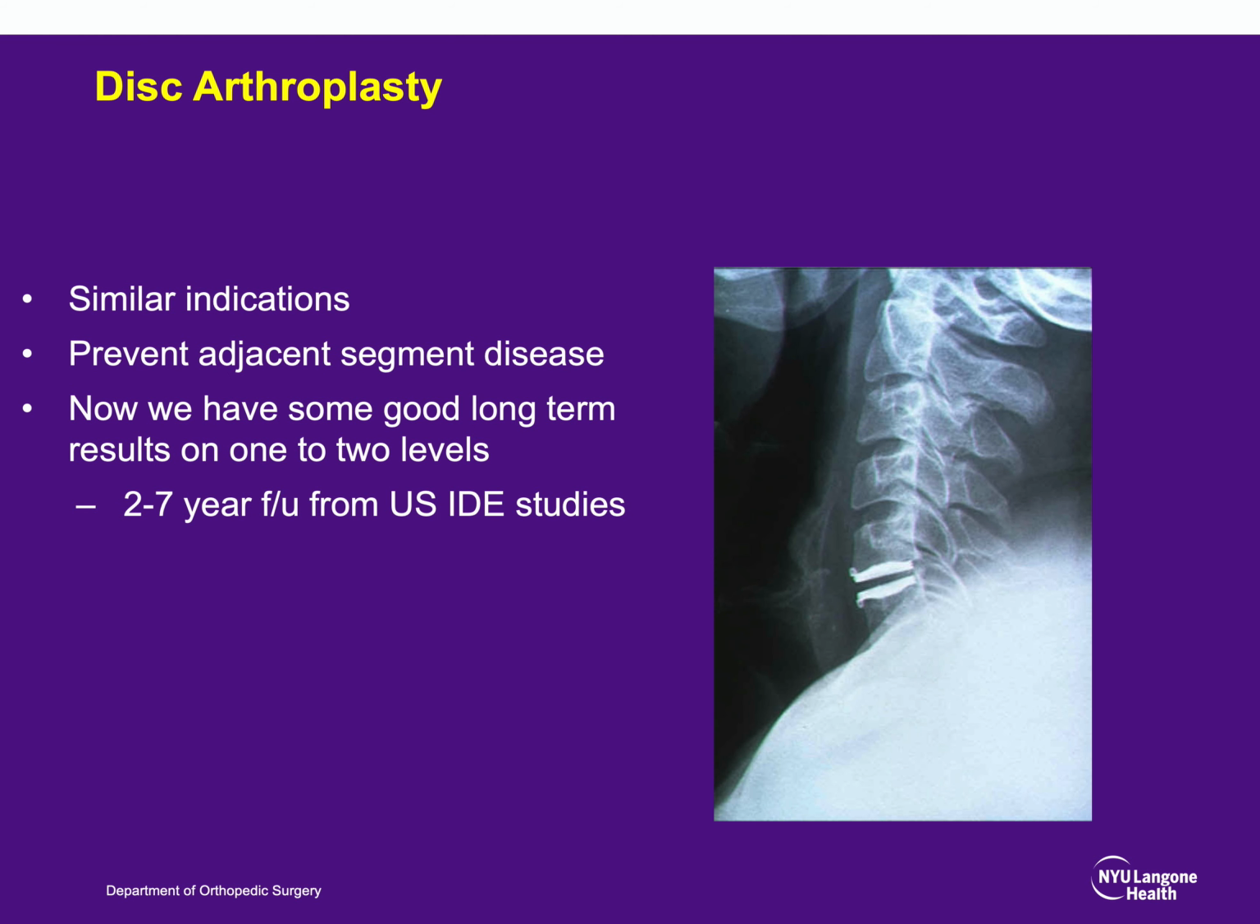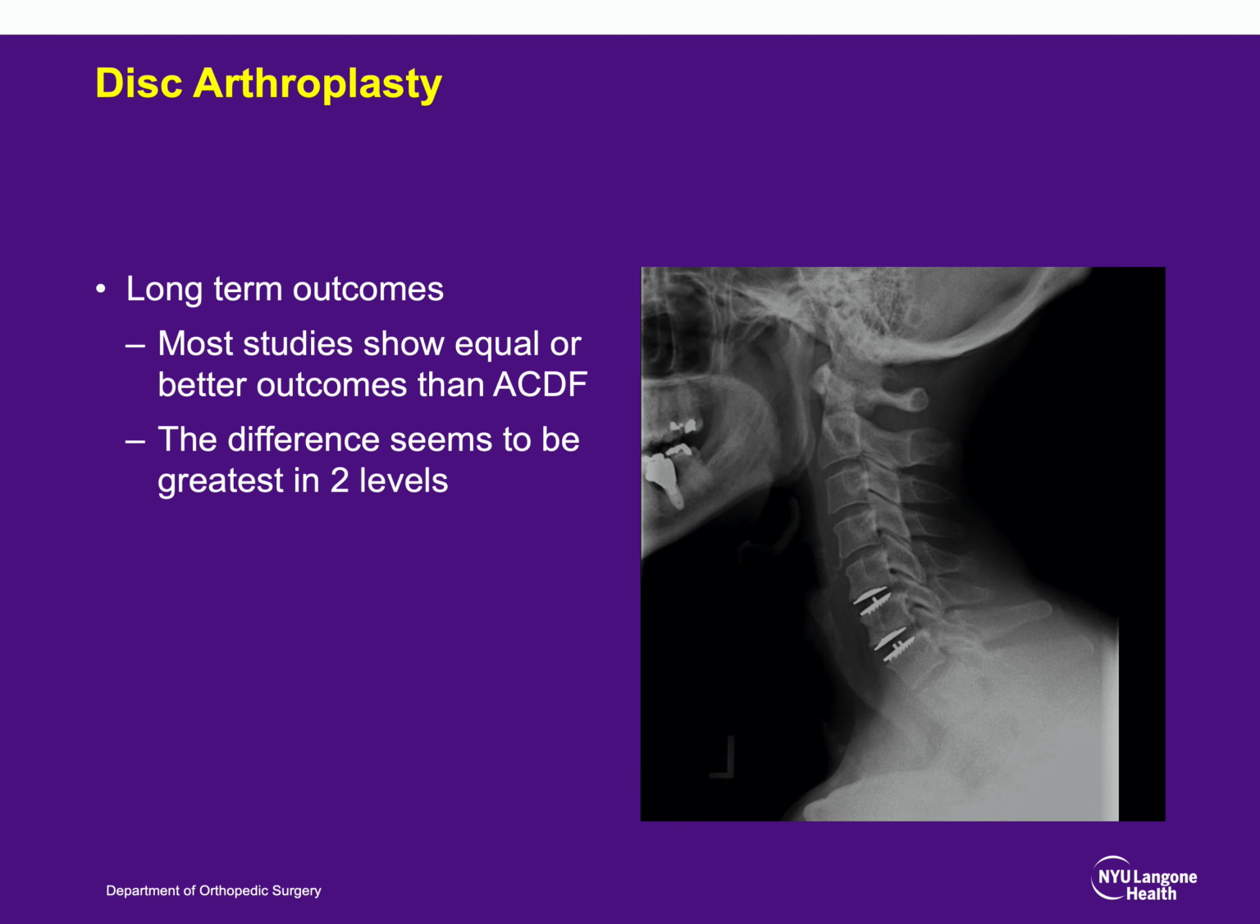In order to counteract this altered biomechanics and to decrease the chance of developing adjacent level disc disease, disc arthroplasty was invented. The indication for the disc arthroplasty is similar to that of anterior cervical discectomy and fusion, and the result of the disc arthroplasty has been very favorable, especially in two-level cases when compared to the two-level anterior cervical discectomy and fusion in almost all outcome parameters.